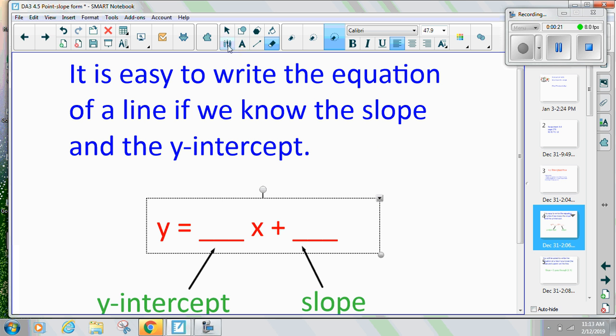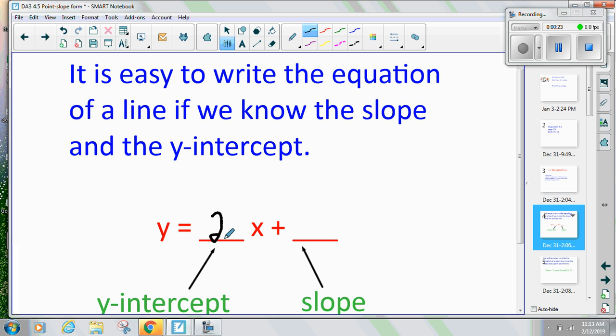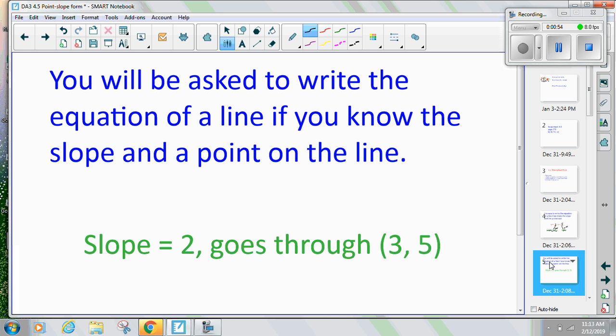So if we're given a slope, let's say the slope is 2, we have y equals mx plus b. Oops, these are backwards, right? This is slope, and this is y-intercept. So our slope is 2, and our y-intercept is 5. We have this equation y equals 2x plus 5, right? Simple enough, but sometimes, again, we don't have all that information, so what do we do from there?